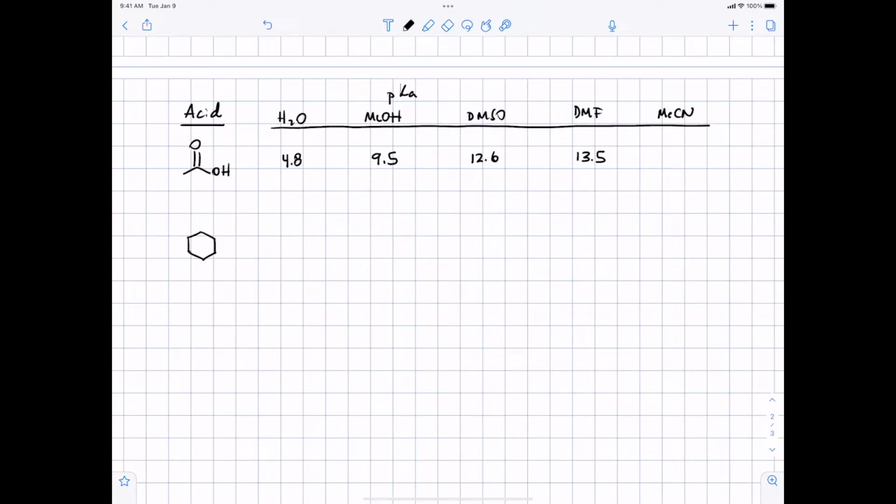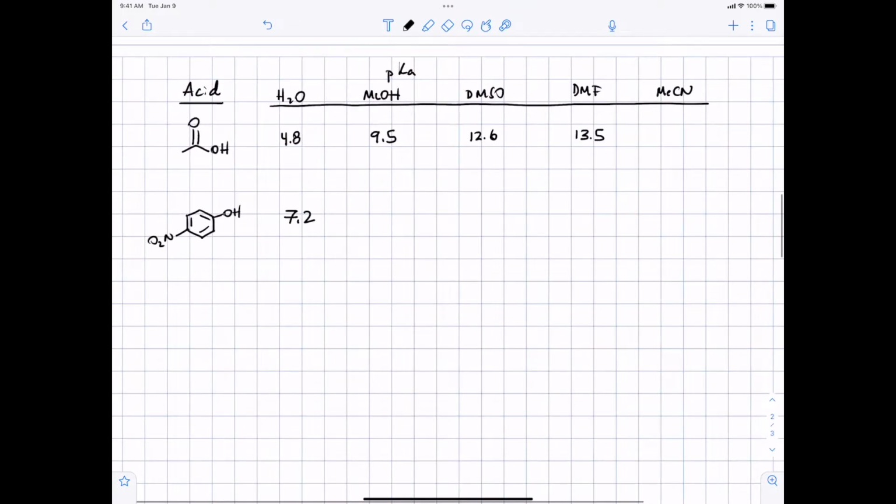Here's another, paranitrophenol. It has a pKa in water of about 7. The values in acetonitrile are not measured for all of these acids. This is just a table from the book. So, sorry, it should be higher than water. You would expect it to be higher than water, about the same as these other polar aprotic solvents.